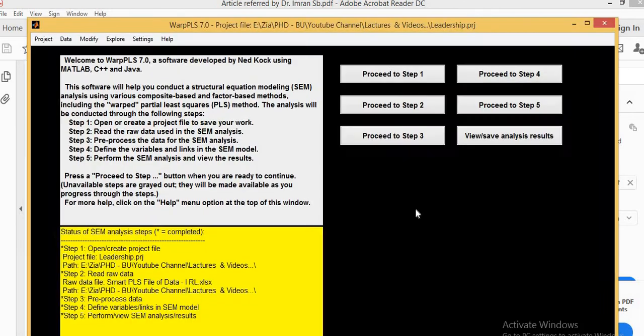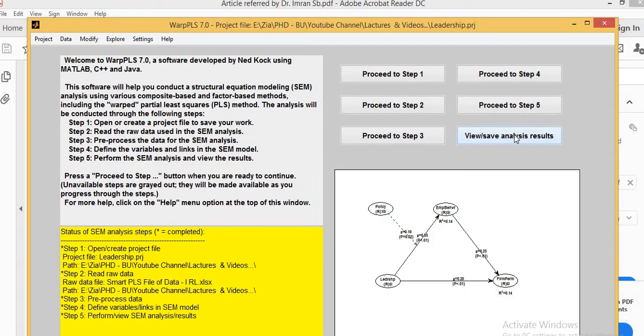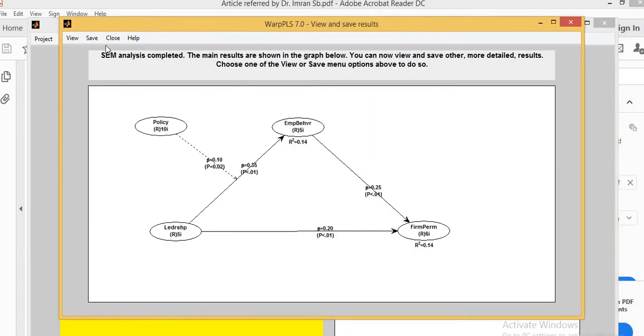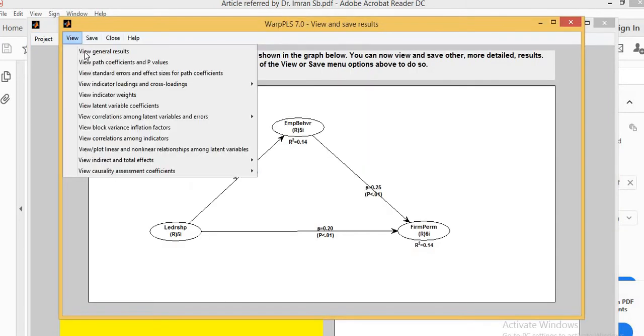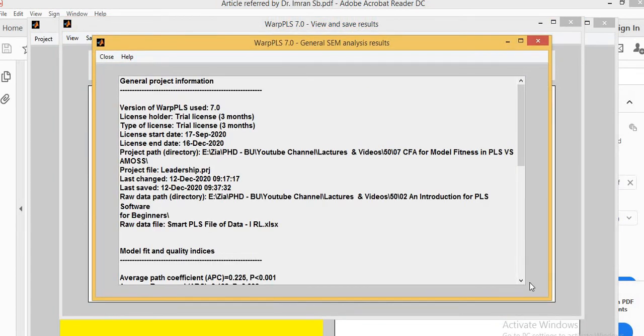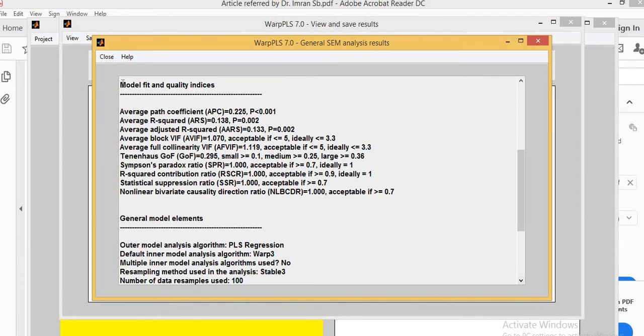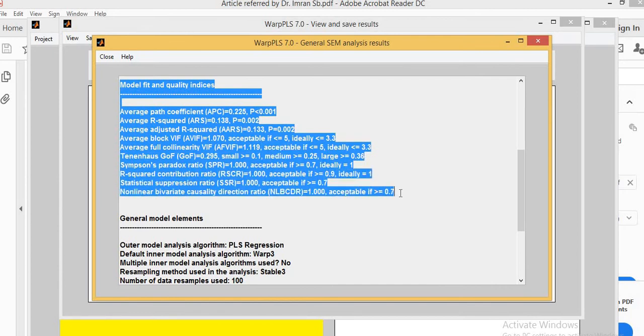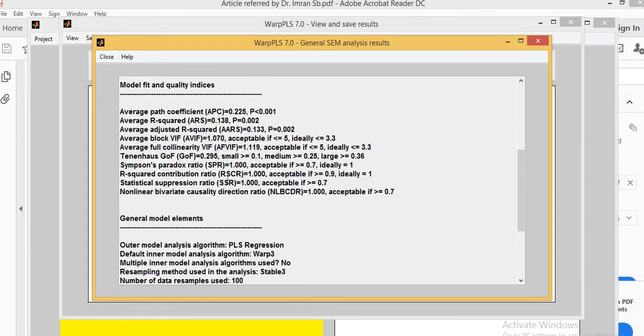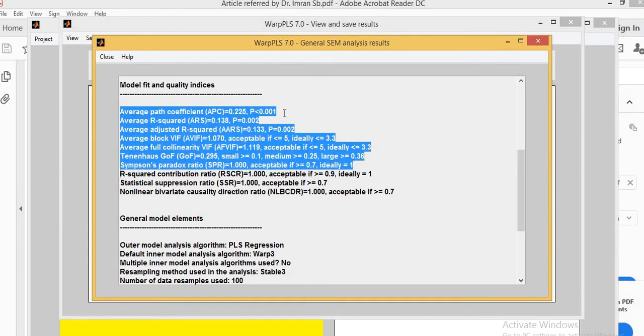Just for example, I can make you able to see all these figures live in the PLS software. You can simply click on view and then click on view journal results. All these figures which are given here as model fitness indices are actually the model fitness, in which a researcher needs to report the values of APC, ARS, adjusted R-square, VIF and similar other things such as SPR, and their threshold values, their acceptance levels, are also given at the same place in PLS.